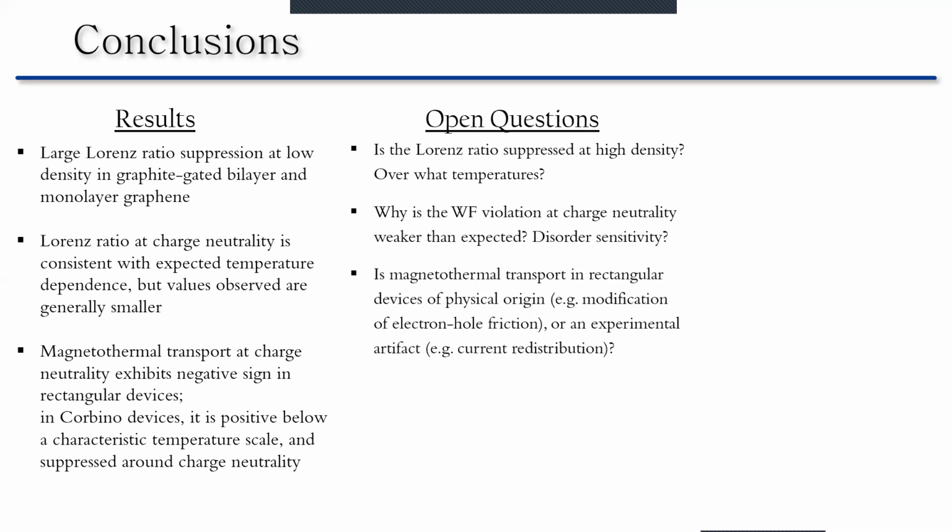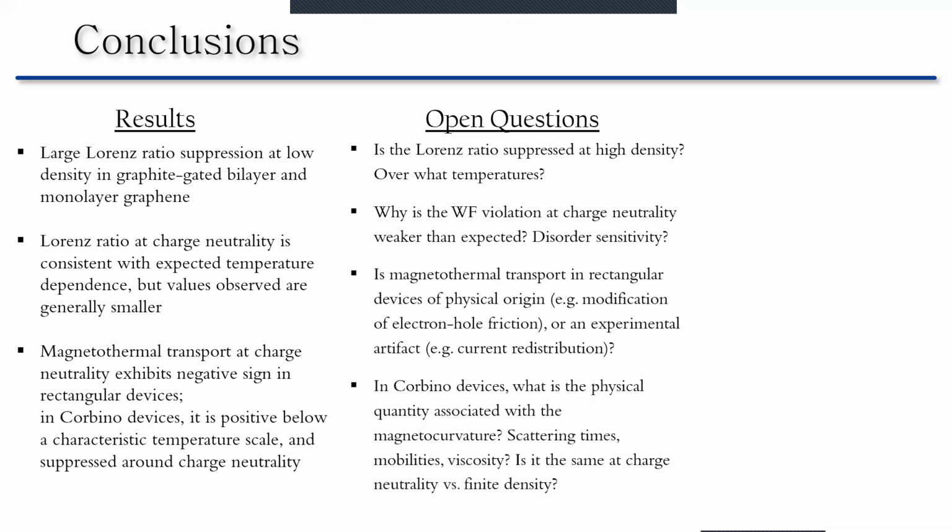The magnetothermal transport that we observe, is that of a physical origin? For instance, if at charge neutrality you think of separating your electron-hole populations or just modifying the angles at which they interact, does that modify the electron-hole friction in some way, or is this just an experimental artifact? And in the Corbino devices, what quantity can we physically associate with that curvature? Is it a scattering time or mobility or viscosity? And is that the same at neutrality versus finite density? What do we learn in these different regimes?